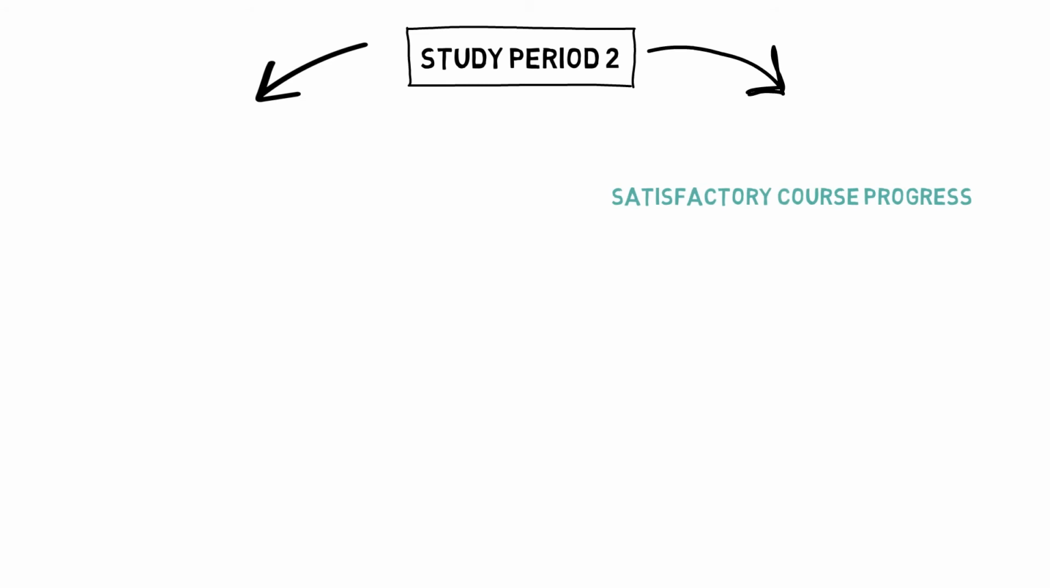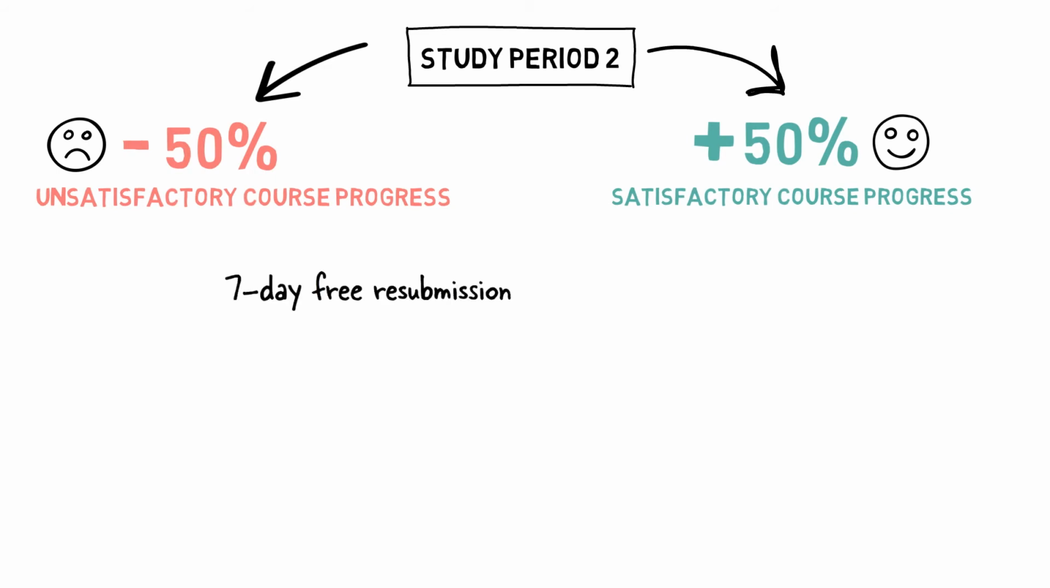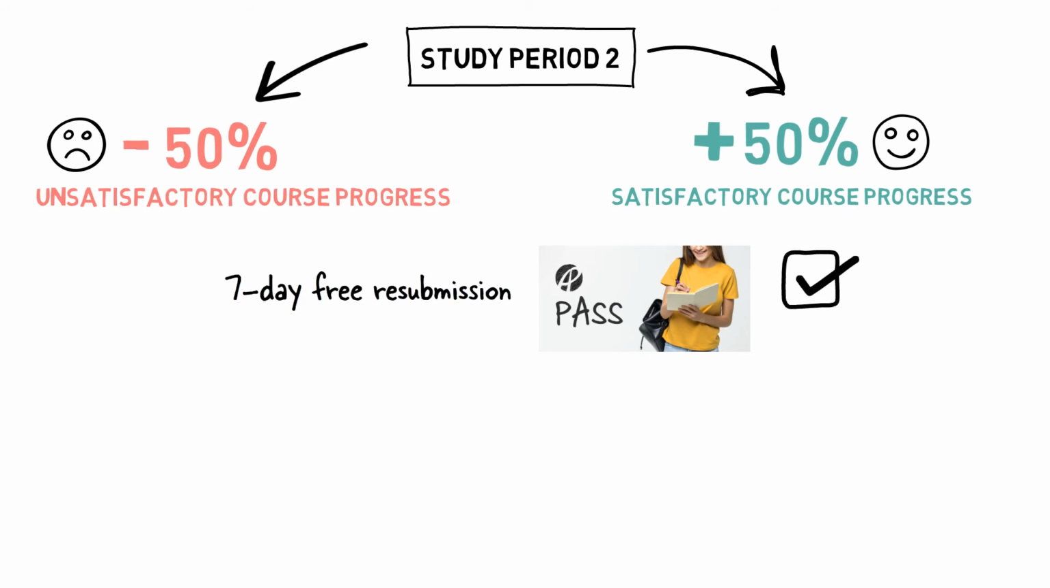You may have satisfactory course progress, successfully completing 50% or more of the subjects of that term, or unsatisfactory course progress, successfully completing less than 50% of the subjects. Once again, the 7-day free resubmission and Pass are available to help you resubmit any unsuccessful assessments. If you successfully take advantage of the opportunities offered and improve your course progress, you will no longer be at risk of being reported.